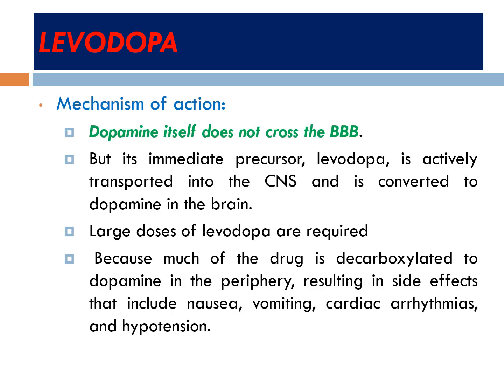So the main prototype drug for today's lecture is levodopa. As I already mentioned, a very important drug. So regarding its mechanism of action, let's have a quick look at what it has to say. Dopamine itself does not cross the blood-brain barrier, all right, but its precursor levodopa is transported into the CNS and is converted into dopamine in the brain. So this is the key point to remember. And large doses of levodopa are required. Why? Because much of the drug is decarboxylated in the periphery.